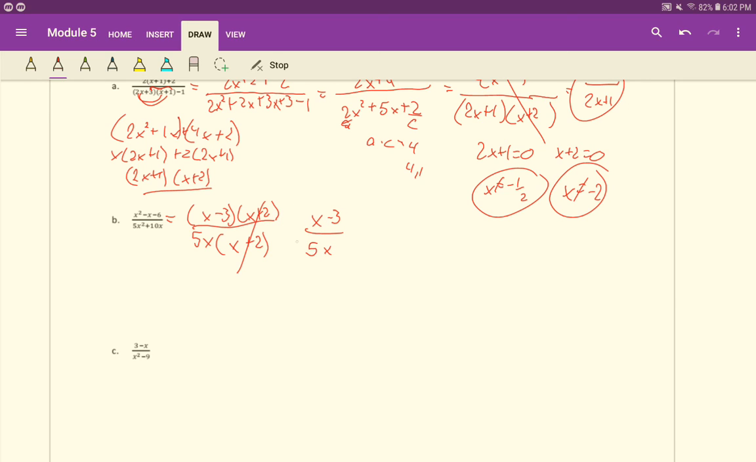All right, and again, we need to decide what x values would not work here. So we want to set each one of these factors equal to 0. 5x equals 0, and x plus 2 equals 0. So we get x equals 0, because you divide both sides by 5 there. And here, when you subtract 2 on both sides, you get x equals negative 2. So we don't want x to be 0, we don't want x to be negative 2. Those would cause us problems.